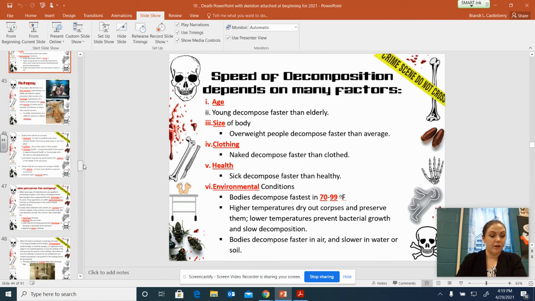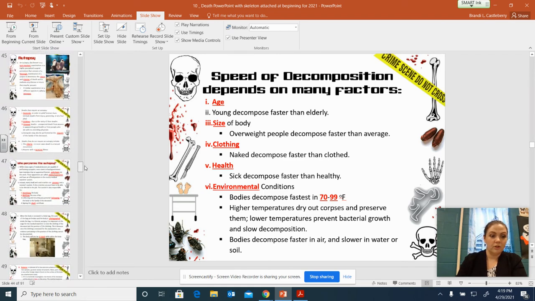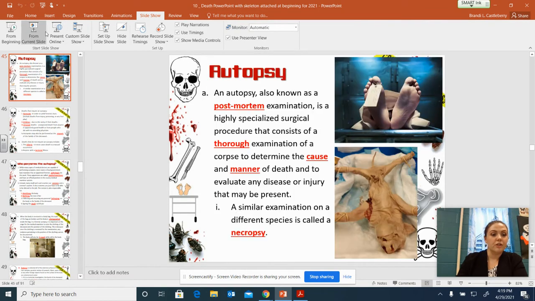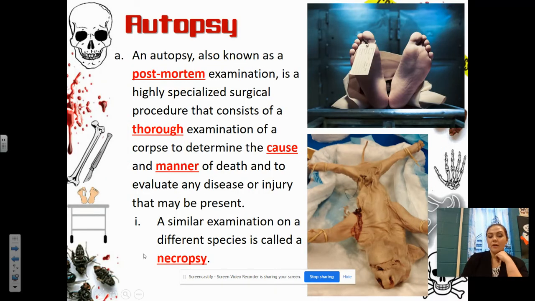Okay, so we're going to talk about autopsies now. It's a whole little section on autopsies. All right, here we go.